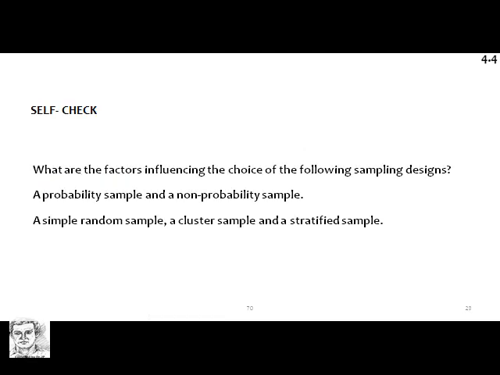Self-check. What are the factors influencing the choice of the following sampling designs? A probability sample and a non-probability sample. A simple random sample, a cluster sample and a stratified sample.